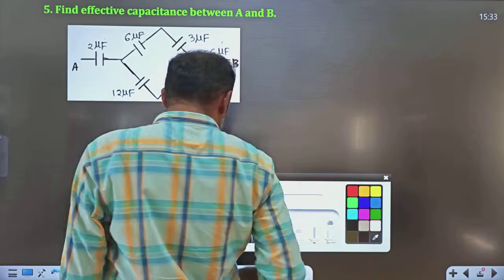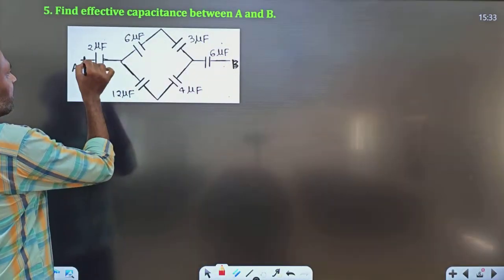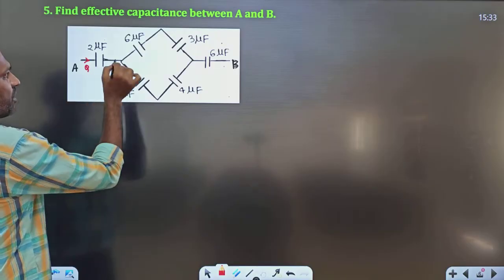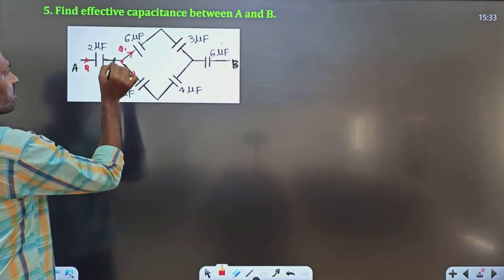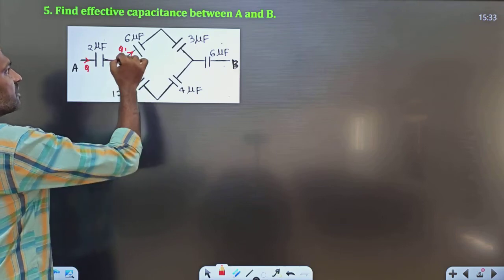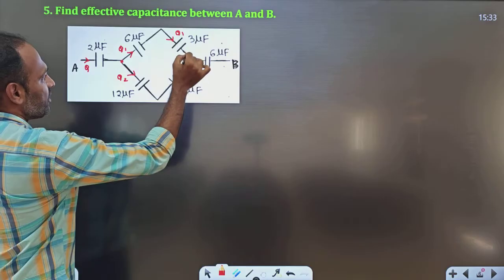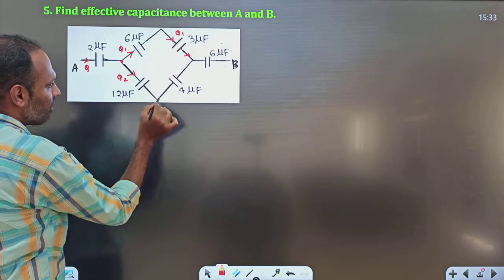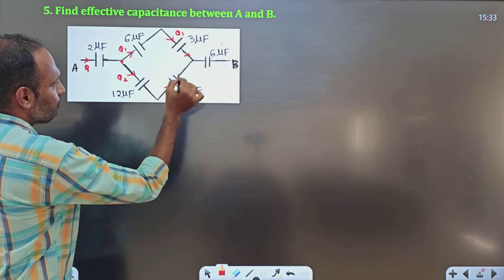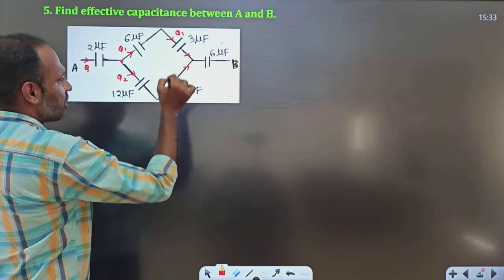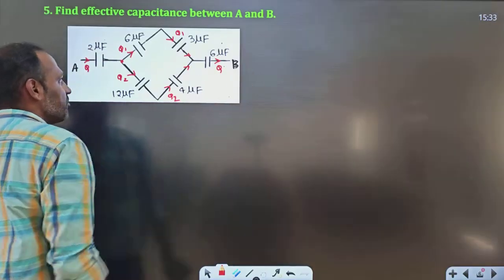Okay, here let me say charge is entering at A. When Q charge comes to this junction, it will get divided in two parts, Q1 and Q2. This Q1 will pass through 6 microfarad, it will pass through 3 microfarad, it will come here. Q2 will pass through 4 microfarad and 12 microfarad, it will come here. So Q1 and Q2 together they will add and you will get Q charge again here.